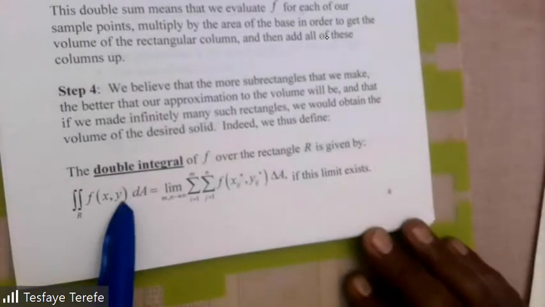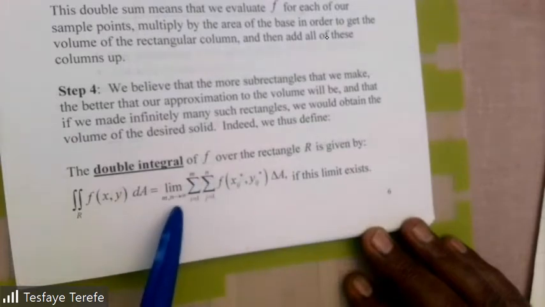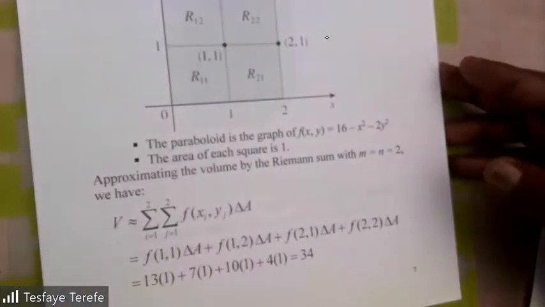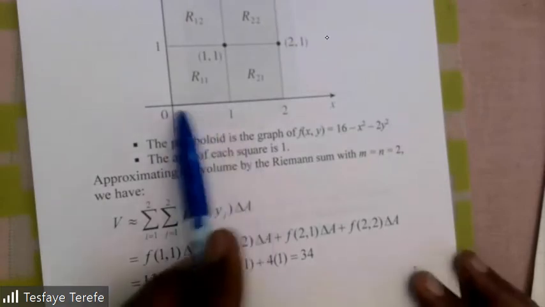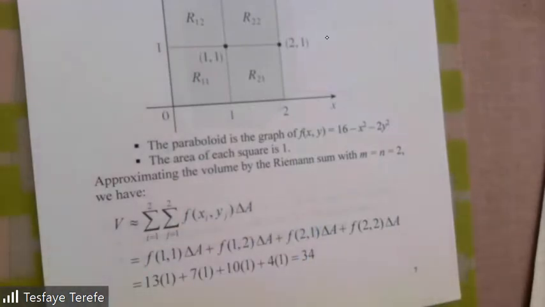And based on that, the double integral over a rectangular region of f of x y dA, the area element, equals the sum of this, as both m and n go to infinity, of f of x sub i, y sub j times delta A. All right, so you can use, for example, this elliptic paraboloid and find the volume with x from 0 to 2, and y likewise, using four partitions.